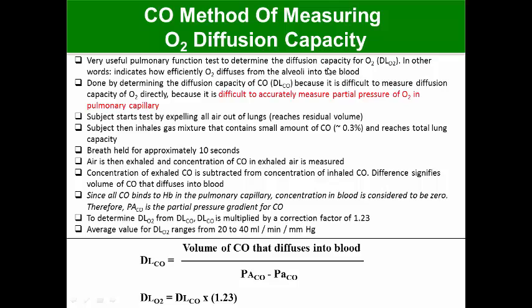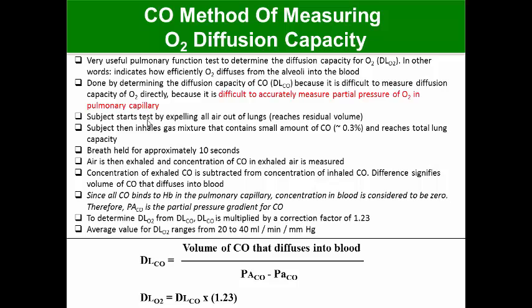It is difficult to measure the diffusion capacity of oxygen directly. So what we do, we measure diffusion capacity for carbon monoxide, then we use this to calculate the diffusion capacity for oxygen. So how do we measure the diffusion capacity for carbon monoxide? The subject starts the test by expiring all the air out of the lungs. So the air which remains now in the lungs is the residual volume.